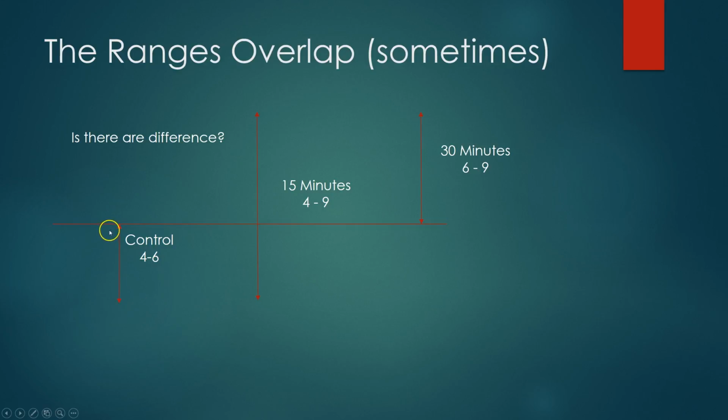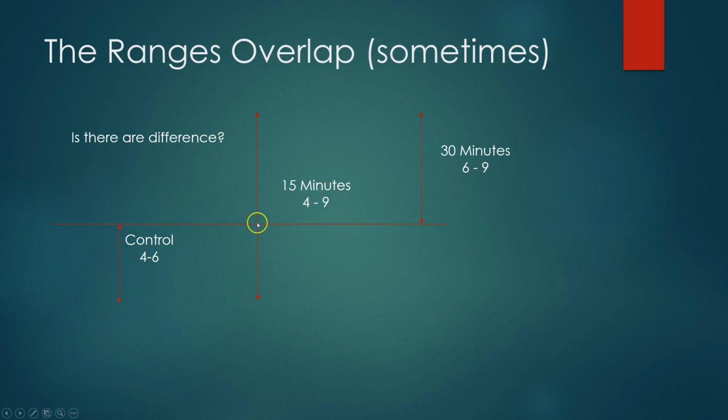Here is a representation of the control group. The range runs from 4 to 6, and we start down here at 4, and we hit up here at 6, which is the top of the range. If you look over at the 15-minute group, the range of 4 to 6 falls within the range of 4 to 9, which is making up the 15-minute group. You really cannot say that there's any statistically significant difference here. The p-value will let us know.